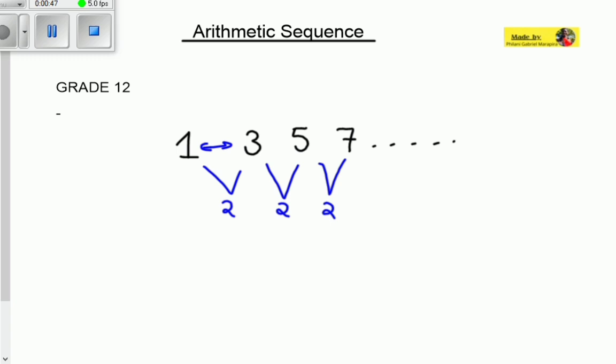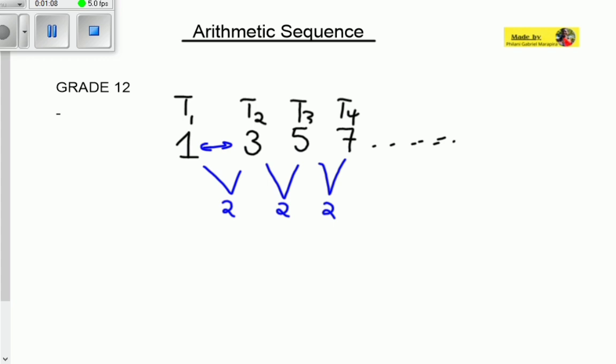So here you can see that this is your first term, this is your second term, this is your third term, and then this is your fourth term. These dots just tell you that the pattern continues. So how would you find term number 100? Are you going to keep on adding 2 to get to the next term until you get to term 100? No, you don't have to do that.